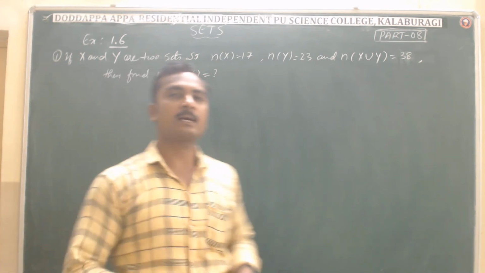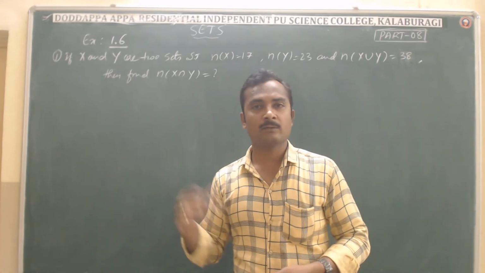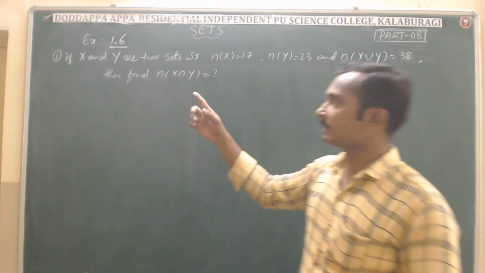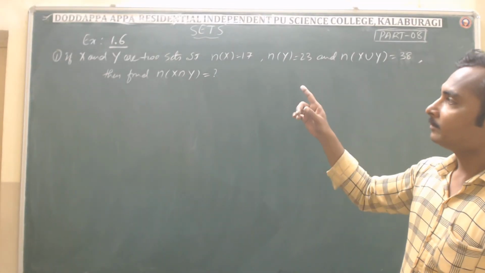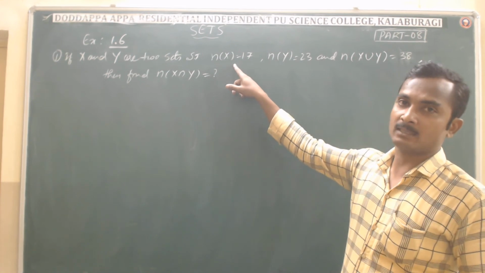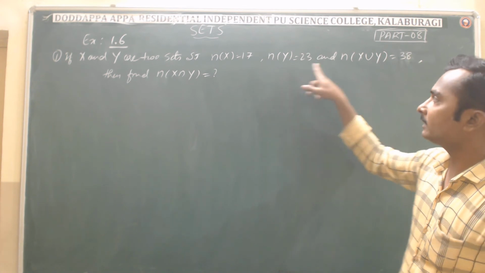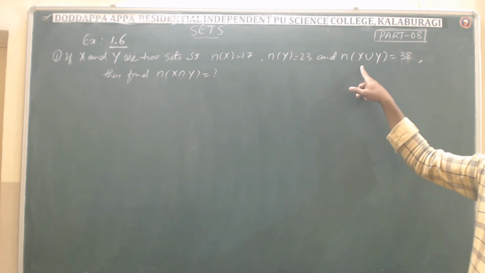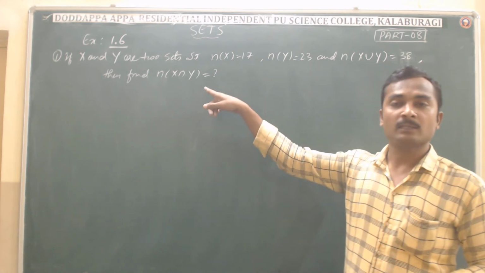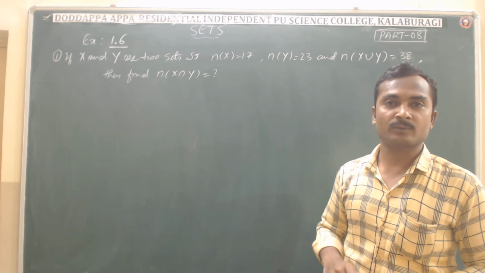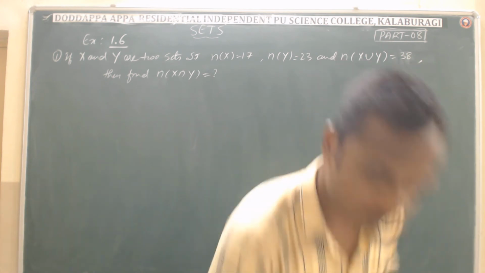Okay students, let us start solving the problems in exercise 1.6. We will solve all the problems in exercise 1.6. First example: if x and y are any two sets, where the number of elements of set x, n of x, is 17, the number of elements of set y, n of y, is 23, and the number of elements of the union of the two sets, n of x union y, is 38, we need to find the total number of elements of the intersection of the two sets, n of x intersection y. Okay, so let's start.